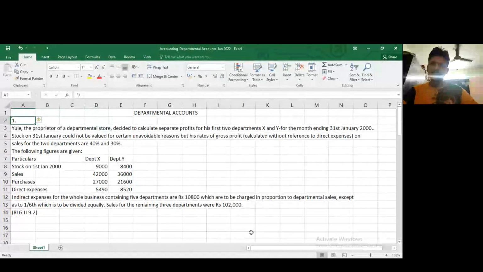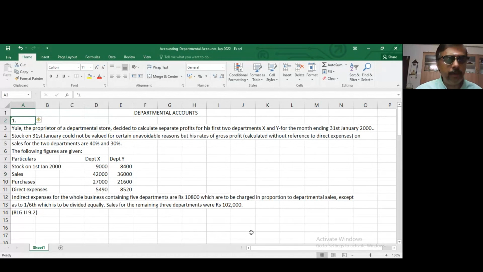Yes, sir. Okay, great. So you, the proprietor of a departmental store, decided to calculate separate profits for his first 2 departments X and Y for the month ending 31st January 2000. Stock on 31st January could not be valued for certain unavoidable reasons, but his rate of gross profit, calculated without reference to direct expenses on sales, for the 2 departments is 40% and 30%. The following figures are given.